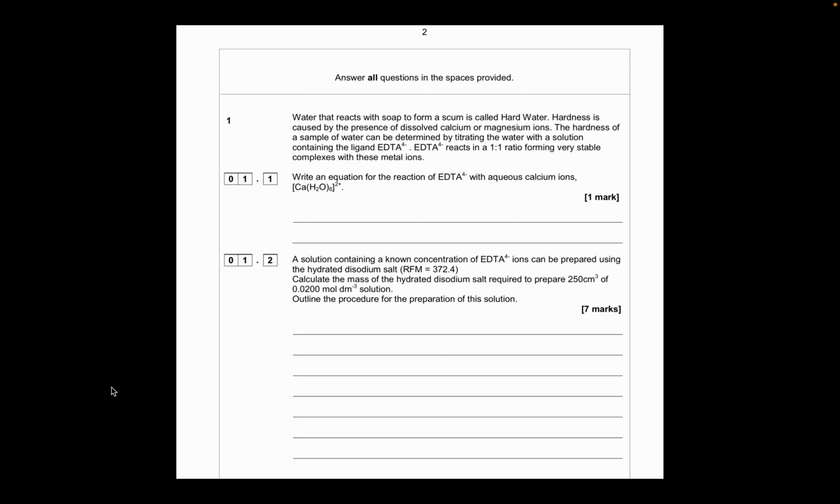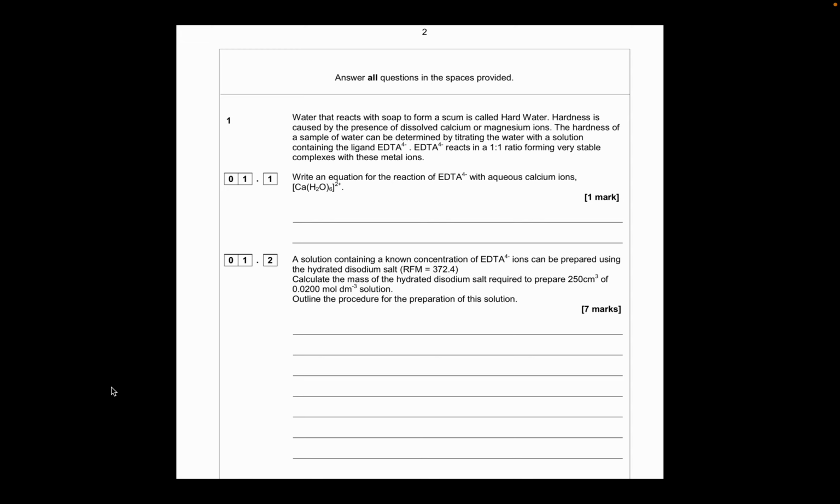So the first question is, water that does not react with soap to form lather is called hard water. The presence of dissolved calcium or magnesium ions in a sample of water can be determined by titrating the water with a solution containing the ligand EDTA4-. EDTA4- reacts in a 1:1 ratio, forming very stable complexes with these metal ions. Write an equation for the reaction of EDTA with aqueous calcium ions, Ca(H2O)6 2+.